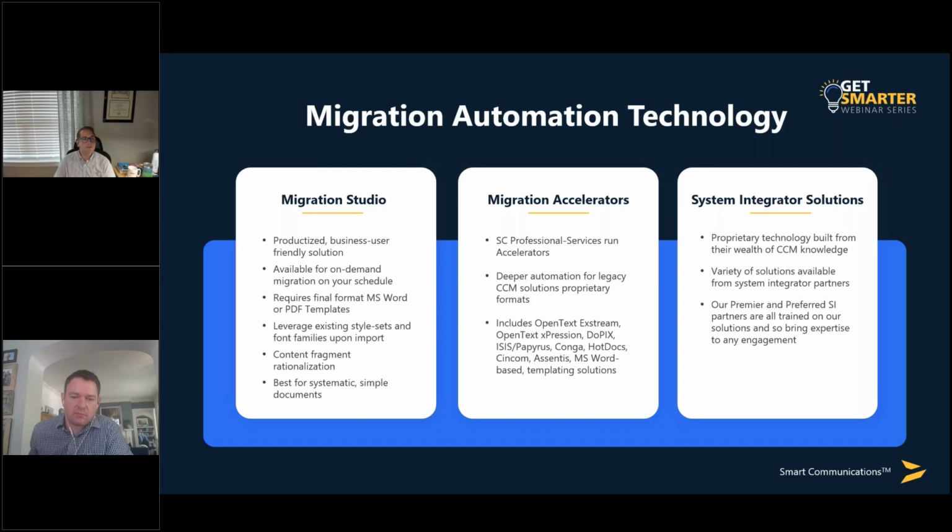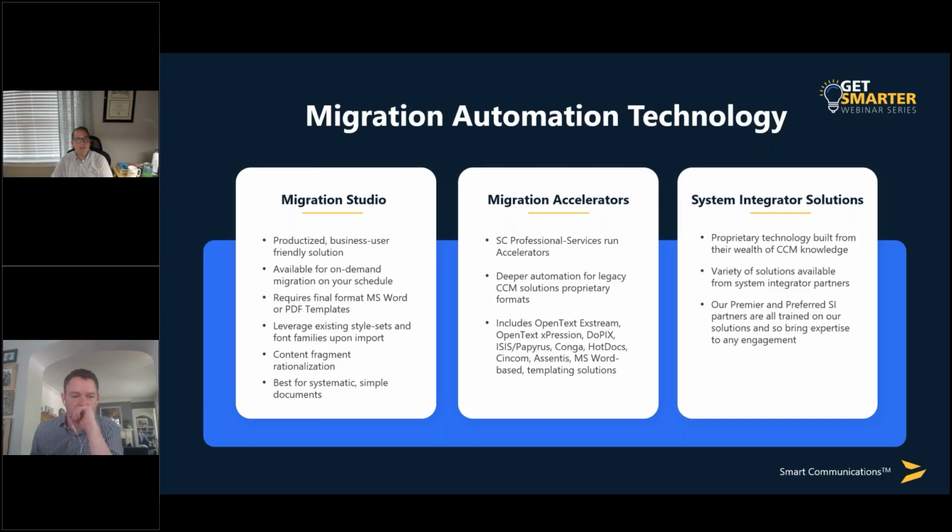So for those who haven't seen this before, this is a way in SmartCOMM to pull in a Word or PDF document and get started quickly with building out that content in SmartCOMM. So this is a way for you to design outside of SmartCOMM with your design team and quickly bring that in and build out the building blocks of your template. So that's a quick way to get started is with Migration Studio.